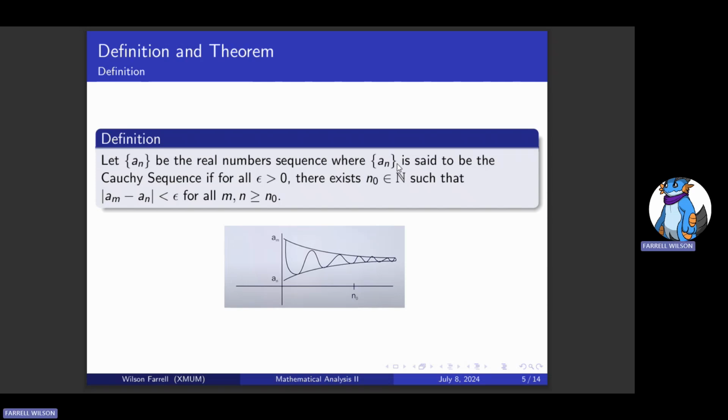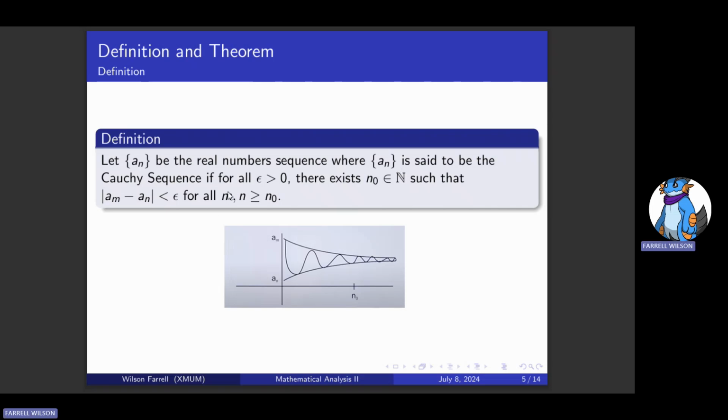Here are the definitions for the Cauchy sequence. The definition states that we let a_n be a real number sequence, where a_n is said to be a Cauchy sequence if for all epsilon greater than 0, there exists n0 in N such that |a_m minus a_n| is less than epsilon for all m, n greater than or equal to n0.